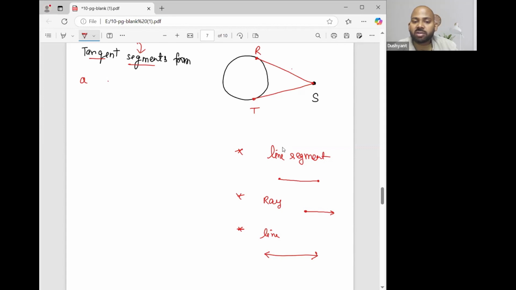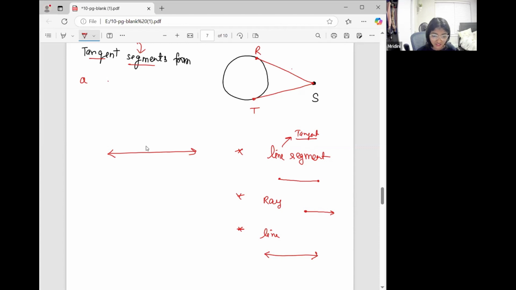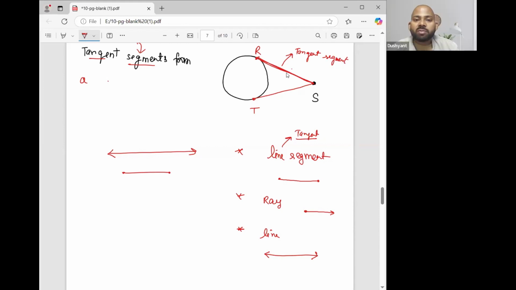So what I have done is just removed this line. I have used the word tangent here. Tangent segment means, although tangent means there is a line, right? Tangent means a line, but tangent segment means a line segment, just a smaller segment. So from R to S is my tangent segment here. This is my tangent segment. And by this theorem, this length and this length both will be the same.